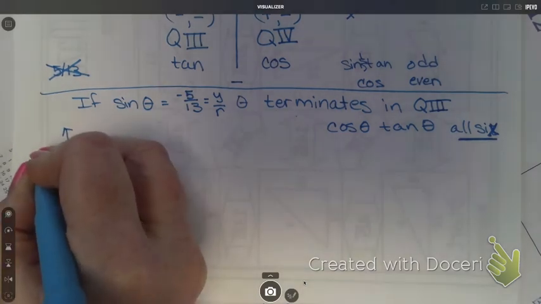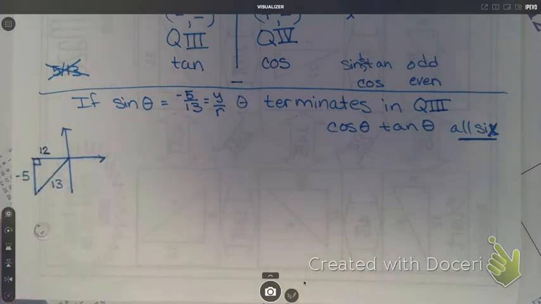169 minus 25, and you get 144, and so it is 12. It is a 5, 12, 13 triangle. As long as 13 is on the radius, it's a 5, 12, 13. Now, be careful, because sometimes I put those things and don't put them on the radius.